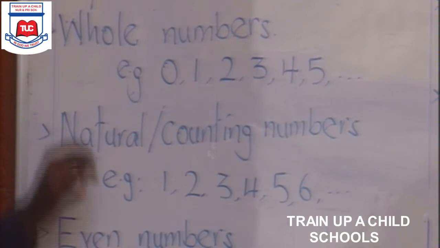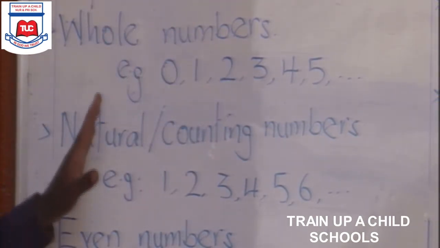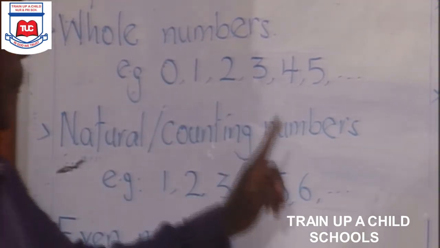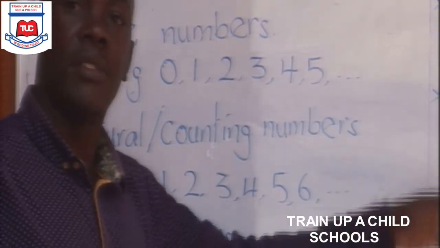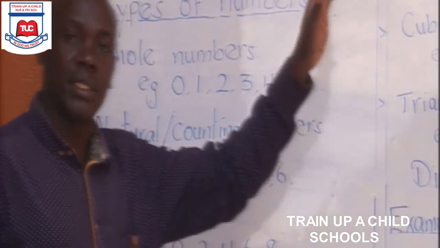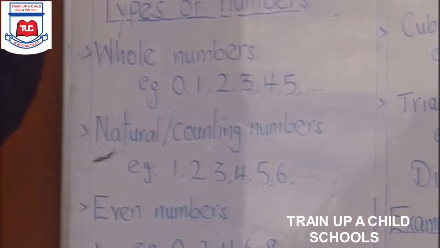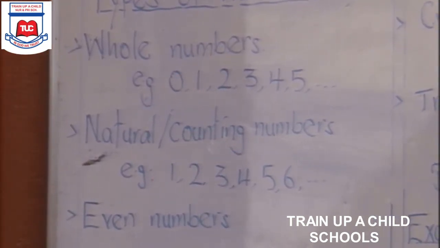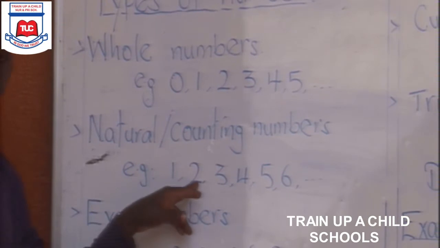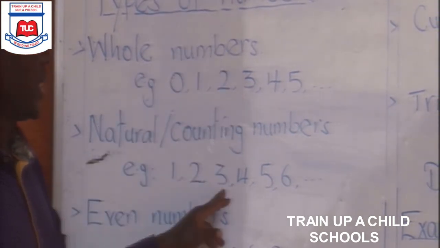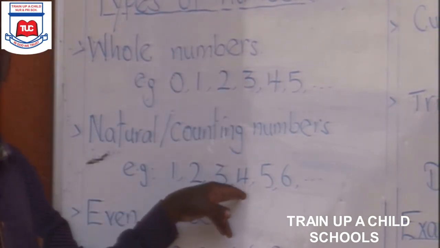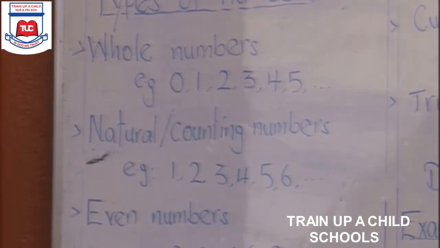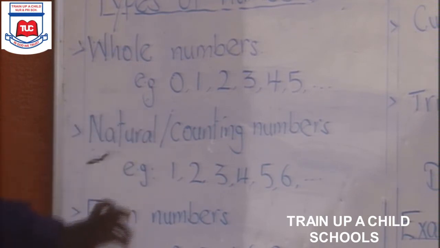So natural numbers are also known as counting numbers. The examples are 1, 2, 3, 4, 5, 6, 7, 8, 9, 10, and so on. They also follow the same pattern. You go on adding 1 from the former to get a new one. Like 1 plus 1, 2; 2 plus 1, 3; 3 plus 1, 4, in that order. So master that pattern. We shall assess it in the application.